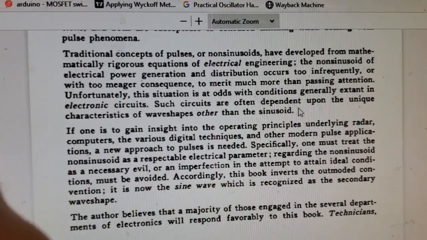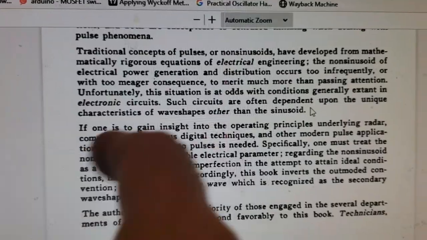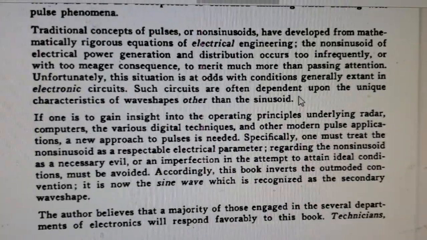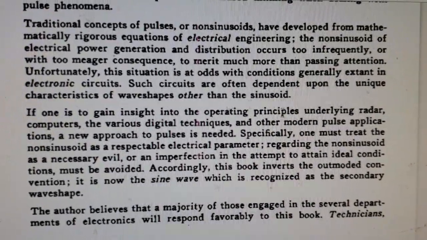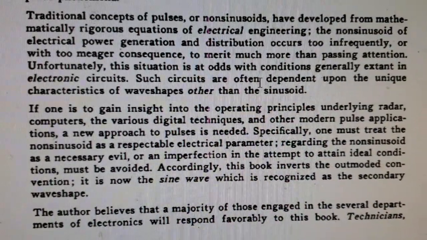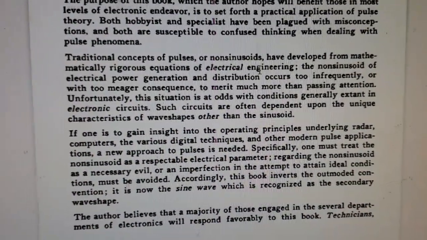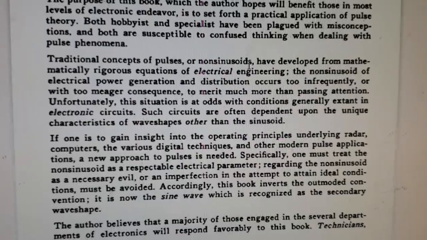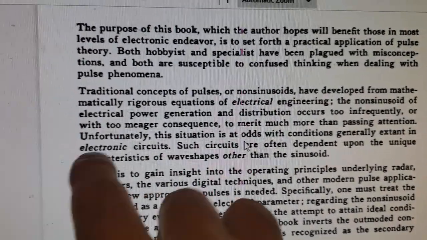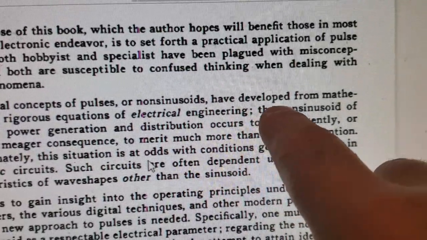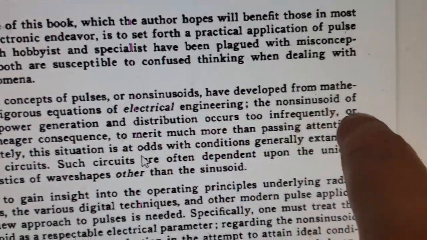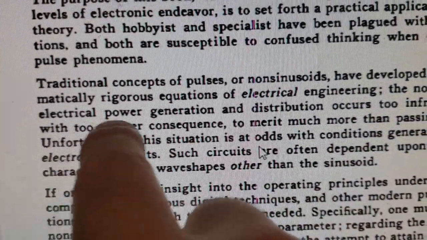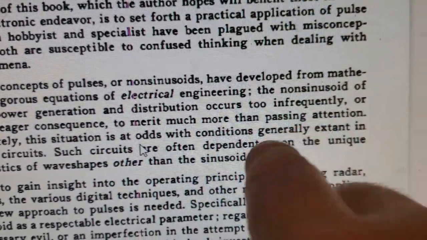And when you read this in light of what we just saw from the book from the 1990s, you know, talking about self-sustaining LC tank circuits, he's talking about the same stuff as Bearden and Bedini. And let me see if I can just find a good line or two here. Now, pardon me, this is all I've read of this is this few paragraphs of the preface. But he's saying here, traditional concepts of pulses or non-sinusoids have developed. The non-sinusoid of electric power occurs too infrequently or with too meager consequences to merit much more than passing attention.